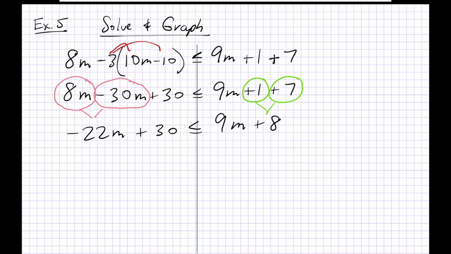Okay. Okay, step 2 done. Step 3, I got to get m's on one side, numbers on the other.